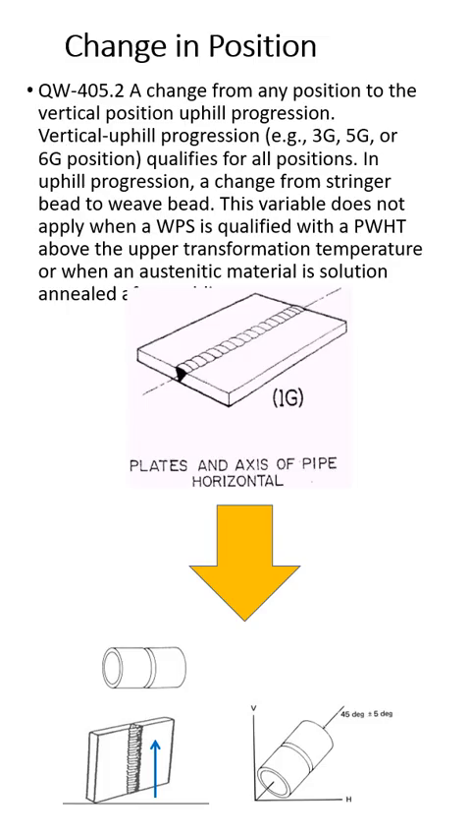affected zone. If we change positions, if we go from the flat position to a vertical uphill progression, this is going to put way more heat into our weld than if we're just running flat. And a change from stringer bead to a weave bead. So if we qualify our WPS, our PQR, with a stringer bead because we're traveling faster, to a weave bead, we're putting way more heat into the material. And this doesn't apply if we're going to do austenitic stainless steels and we're going to give it a solution anneal.